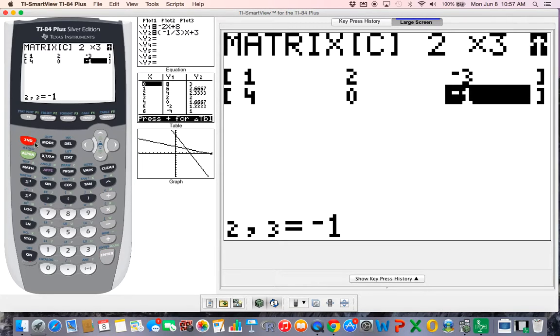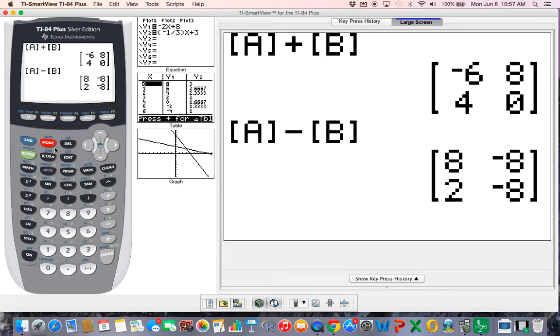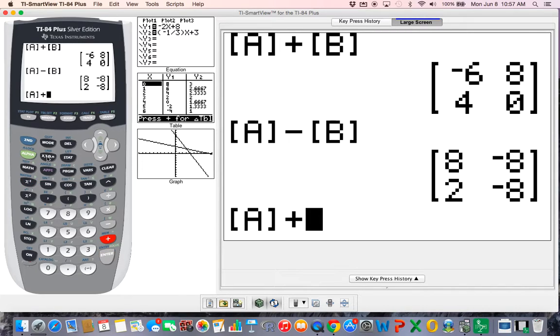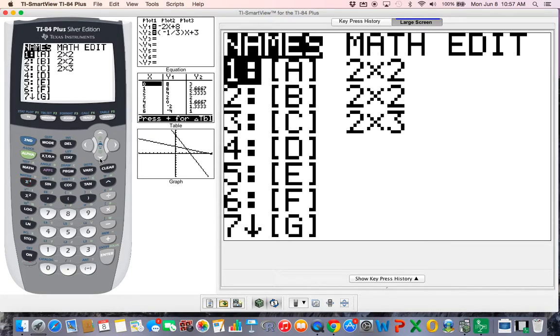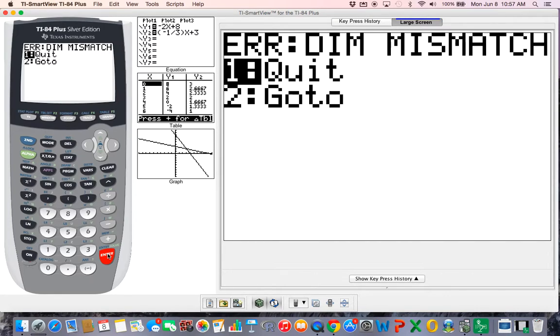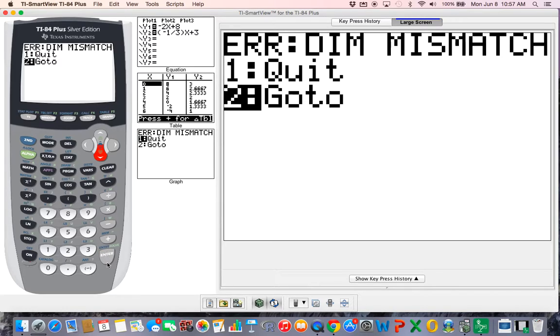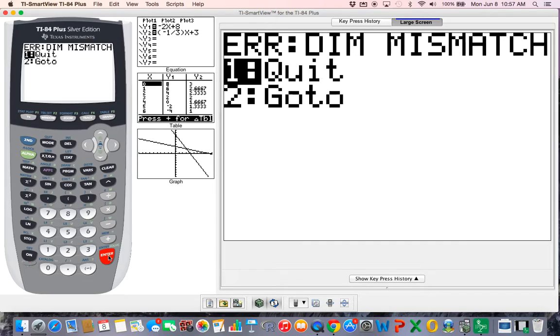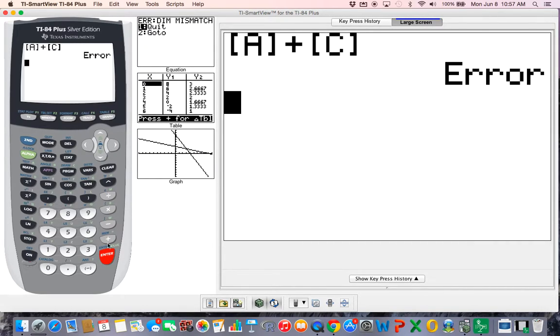Now, just to illustrate, let me show you what will happen. Let's say I wanted to add A and C. Is it going to do it? No, it's not, because they're different sizes. It'll tell me "dim mismatch," which says you have a mismatch in the size of the matrices, and you can't add matrices of different sizes. So I can clear that out, and I have to quit to get out of it. It tells me an error because I tried to do something that is impossible.